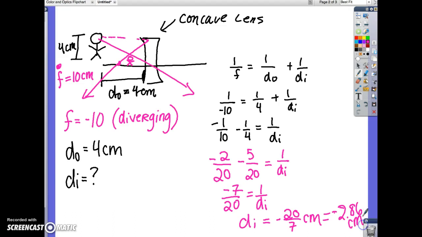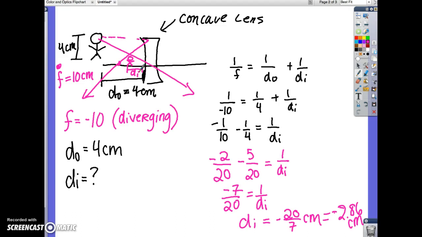Now, as my diagram told you before, this negative sign with the DI implies that our image will be upright and virtual. So now we know that it is a virtual image, it is upright, and that it is located at negative 2.86 centimeters from that lens.